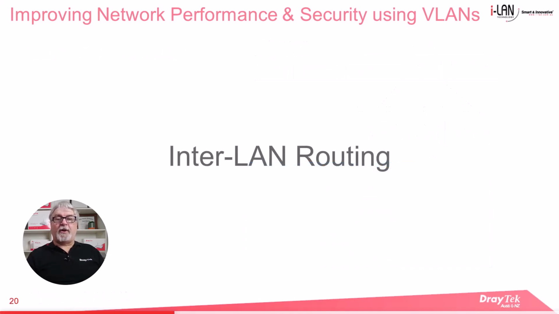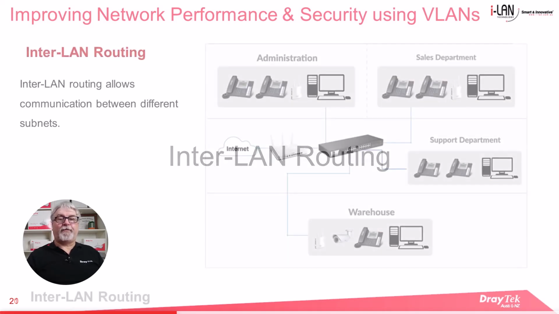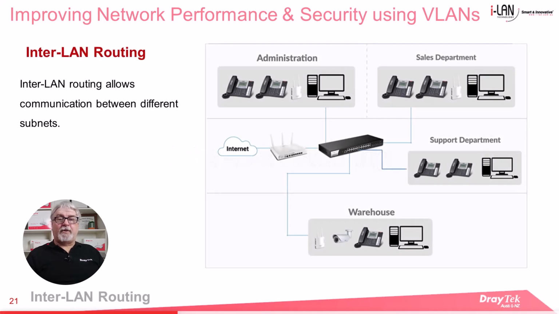If you want to allow communication between each VLAN, then inter-LAN routing has to be enabled between the VLANs. So back to our original network example, we want to allow communication between the administration workgroup and the sales department, but not any of the others. So all we need to do is enable routing between these two LANs, but leave it disabled between all other LANs. I'll show you how to do that in a moment.